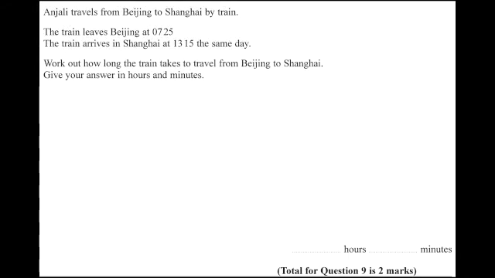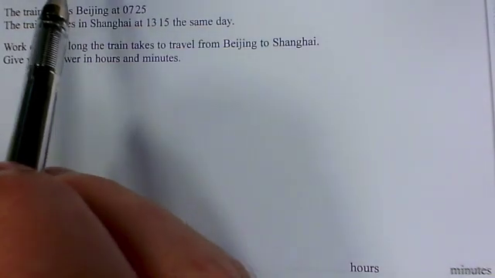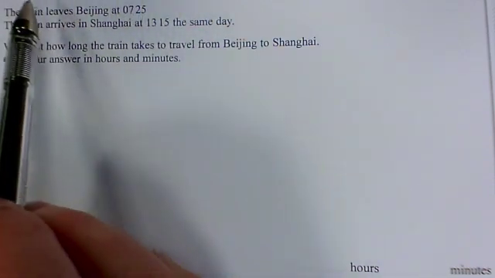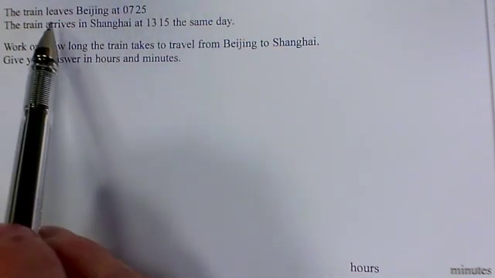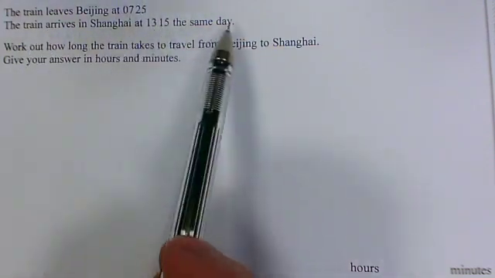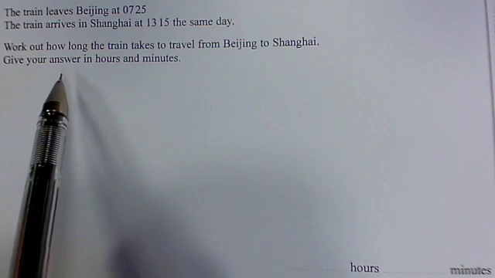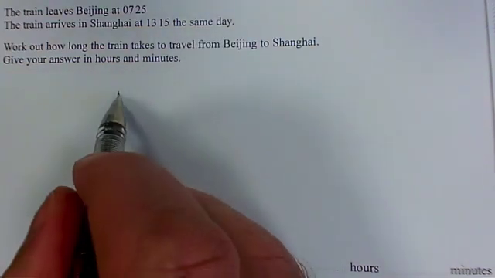Okay, we've got a time question here, and the important thing is that we make sure we differentiate between the hours and the minutes. So I'm going to write down the arrival time first at the top, 13:15. I'm going to work backwards, and I'm going to make sure I take care of the minutes and the hours in two separate columns.